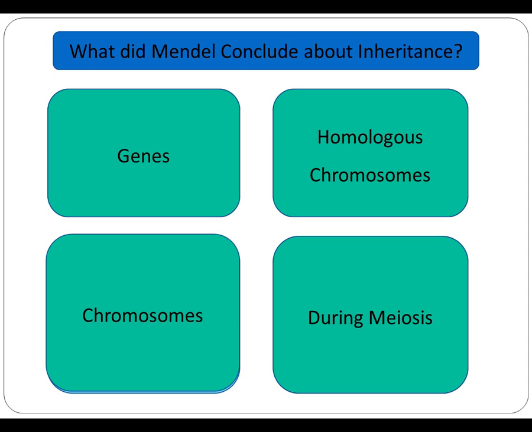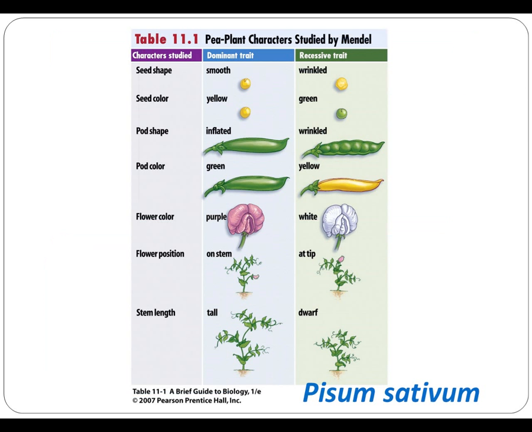So Mendel set us up for a pretty accurate foundation of inheritance patterns, giving us now the ability to define a gene versus a chromosome versus a homologous chromosome, and then how they separate during a process called meiosis. If we go back and look at the pea plant that he was studying, it really was kind of A or B for the traits which he was studying.